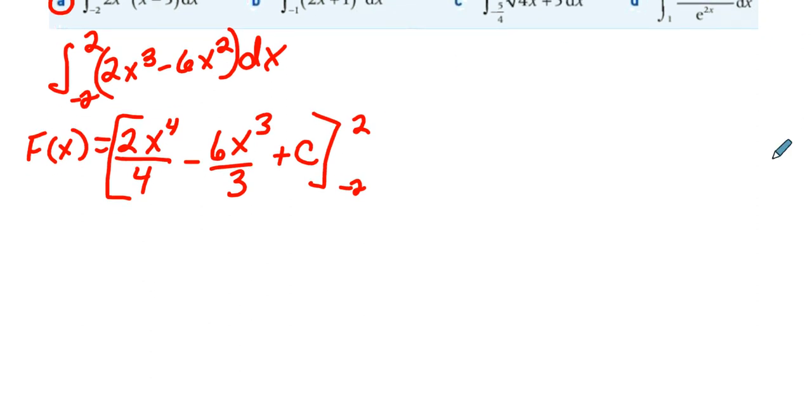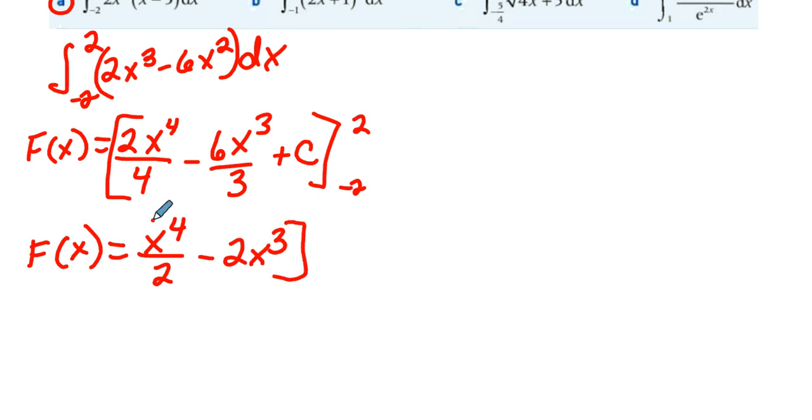However, when I plug in my 2 and -2 and do the subtraction between the two, one's going to be a positive c, one's going to be another positive c, but I'm subtracting them so they go away. So we never have to worry about this plus c when we are evaluating a definite integral. So I'm going to simplify this and drop my c's out of there. So this is x to the 4th over 2 minus 2x cubed from -2 to 2.